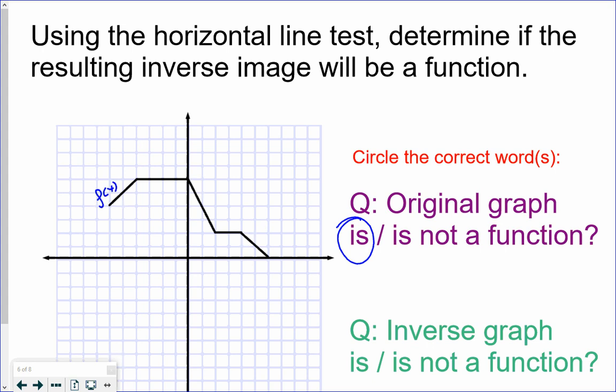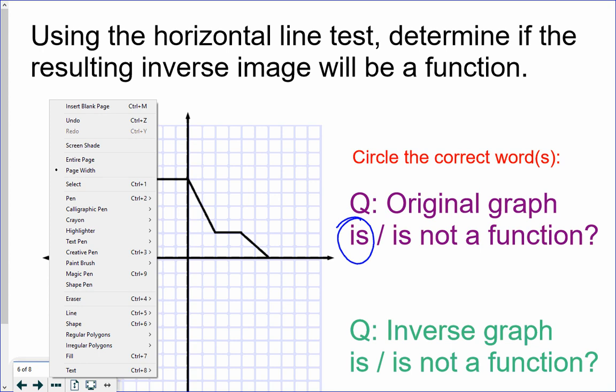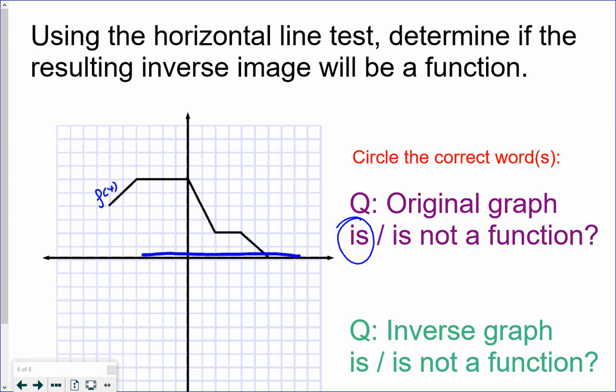Now, would the inverse graph be a function? Could you go ahead and draw the inverse of this? Yes, and I will show you how to do that in a minute. But if you were just asked, if that was the only question, would the inverse of this graph be a function, yes or no? Here's how you can do it. You take a horizontal line. Here a horizontal line crosses the graph once. Here it crosses once. Here a horizontal line crosses it a bunch of times. Here it would cross it a bunch of times. Because the horizontal line is crossing the original graph more than once, the inverse will not be a function.